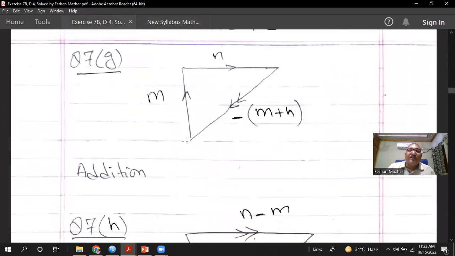Let me show you. You see, this is the first vector. On the head of the first vector, you have put the tail of the second vector. So this will be addition. But the problem is the resultant is supposed to be from the tail of the first vector to the head of the last vector. But these arrows are in the opposite direction. So this is negative of the M plus N.